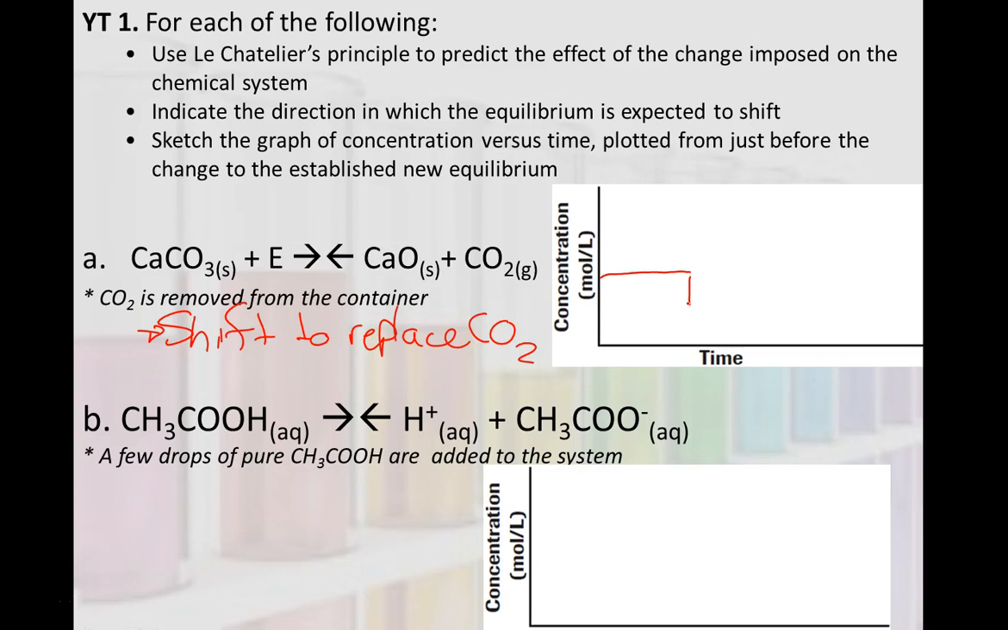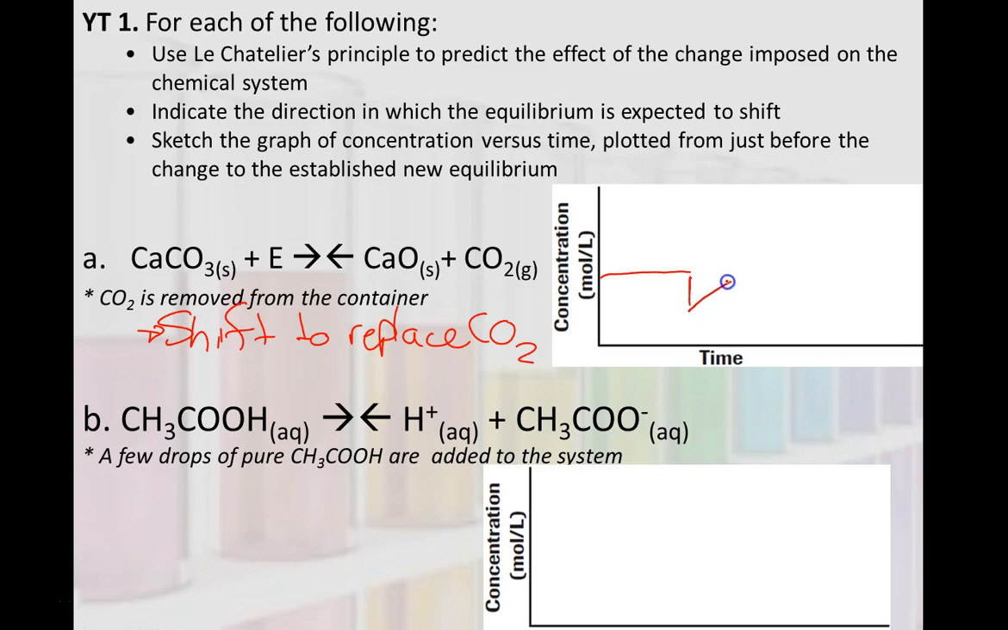They're removing carbon dioxide from the system. So they remove it, it just comes out right away, which is indicated by a drop in the graph. That usually indicates that something is being added or removed, a vertical portion of the graph. And then what's going to happen?